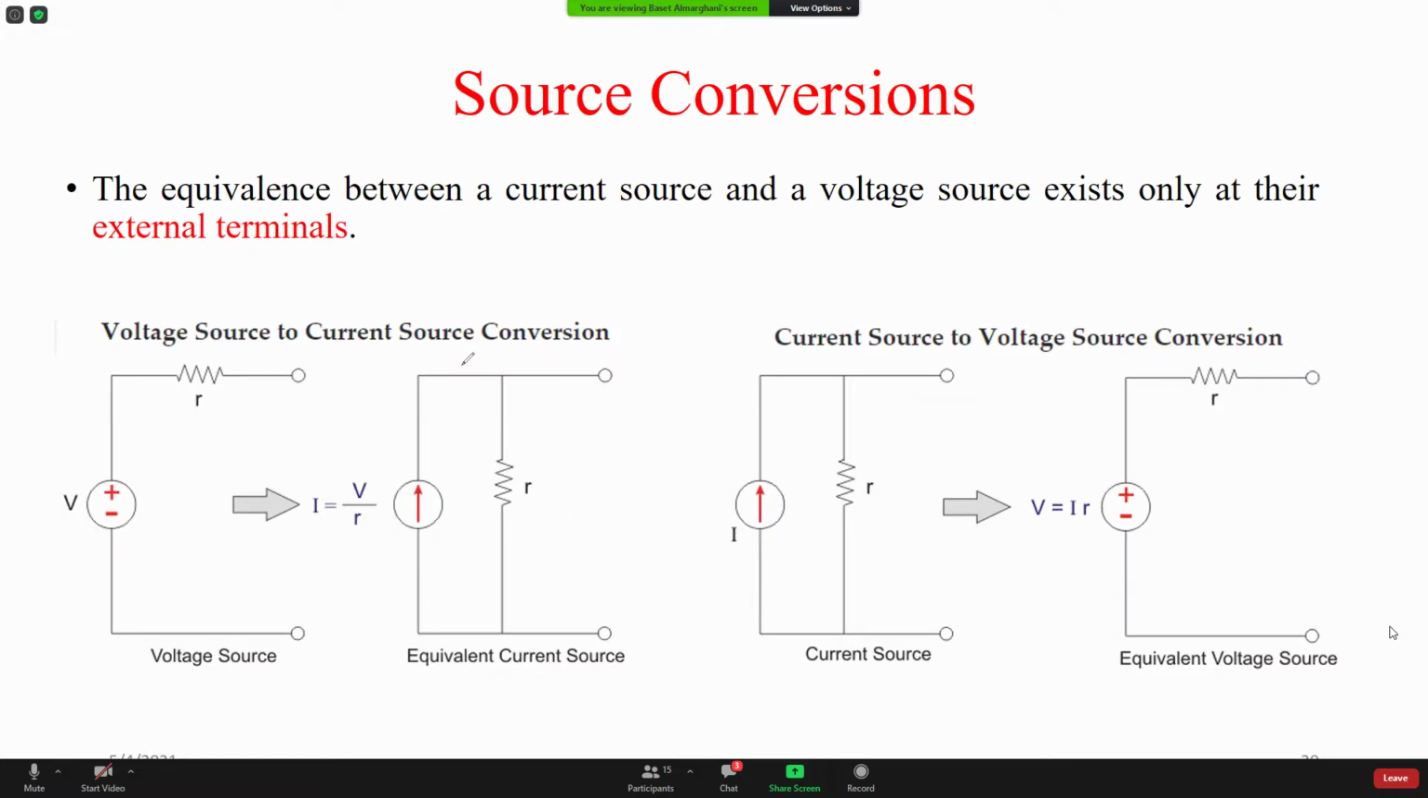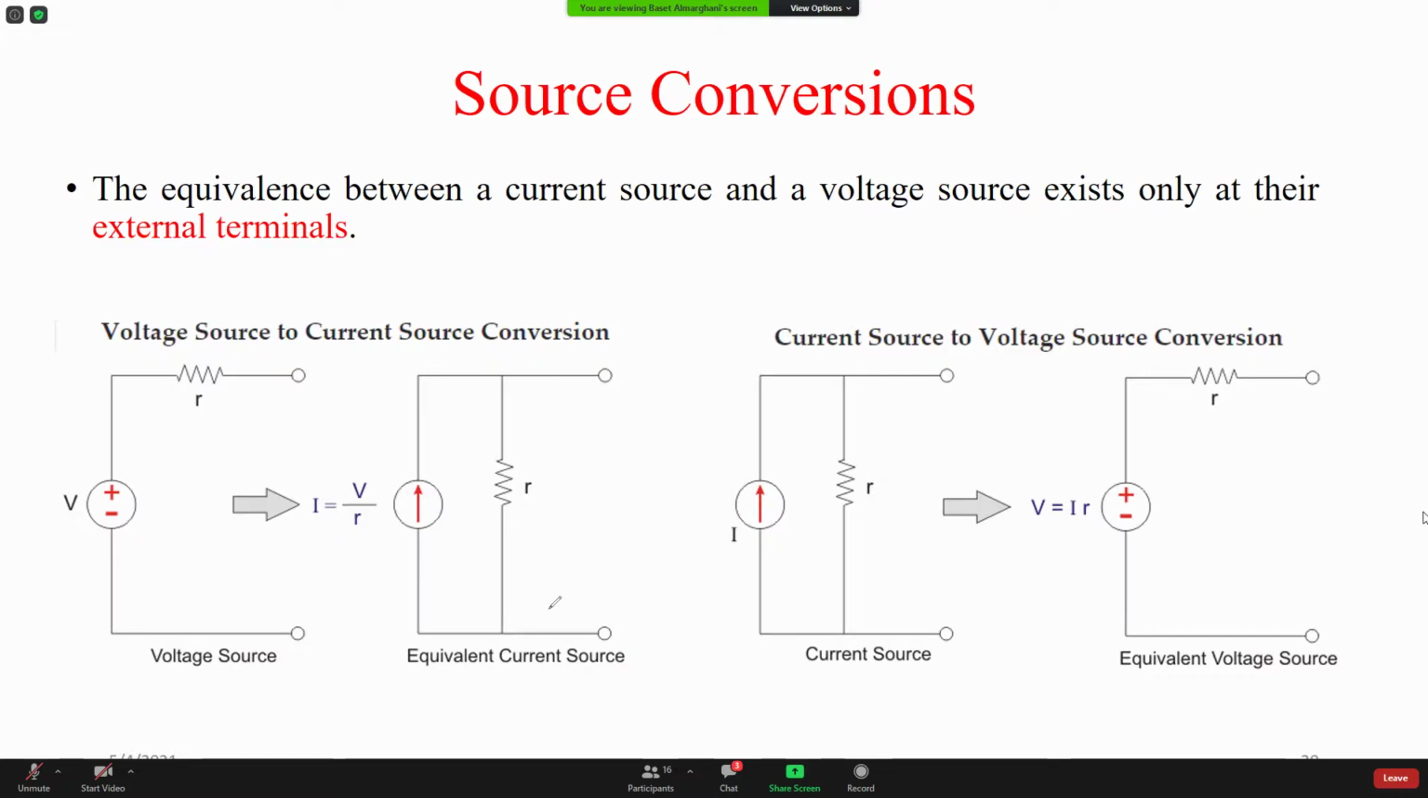Now when it says convert, you don't go to the actual source like the source we have in the lab and say, okay, I'm going to convert it from a voltage source to a current source. We do this for the sake of analysis. It means we do it on paper. In reality, you can't go to the source and change a generator that generates voltage to a generator that generates current.